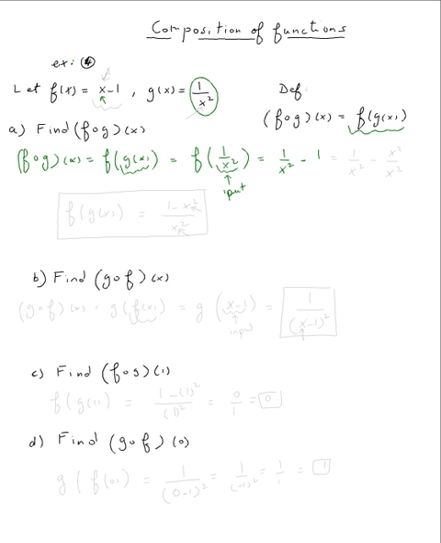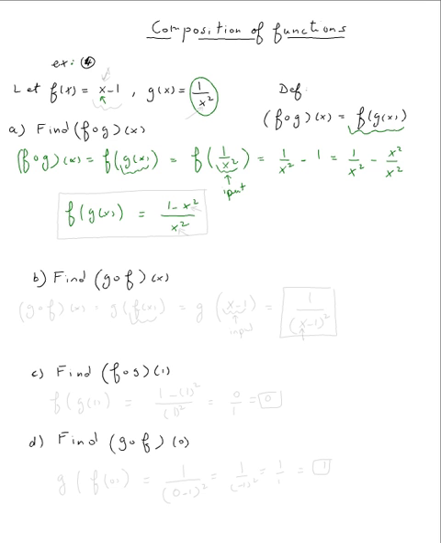Now all you need to do here is one more step. Same denominator. The common denominator is x squared. So this is going to be x squared over x squared. So f of g of x is equal to 1 minus x squared over x squared. We're done.